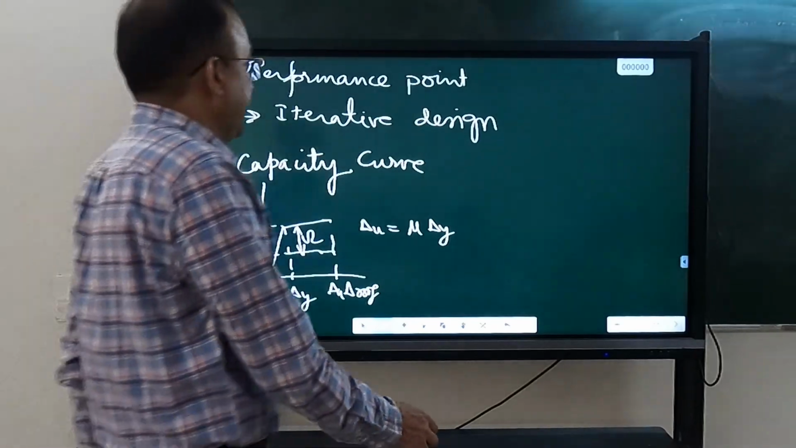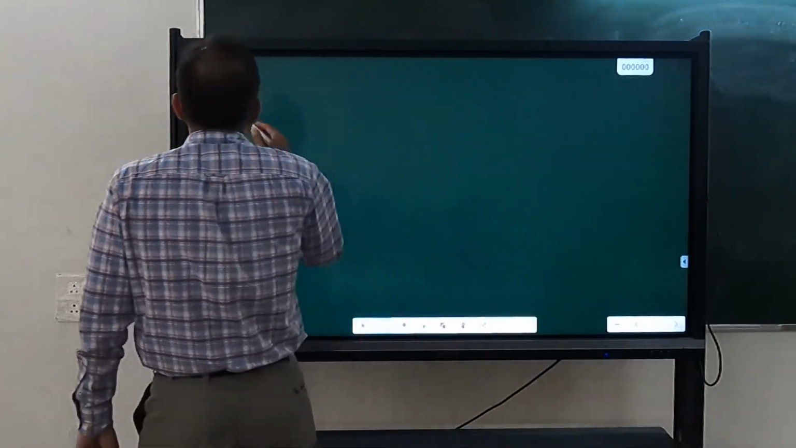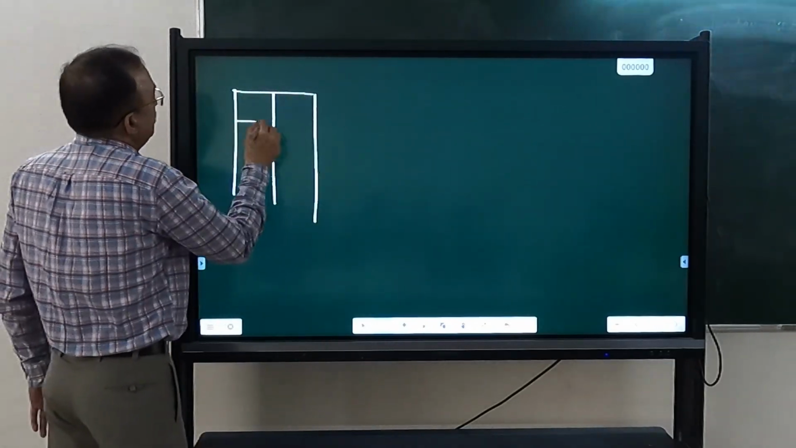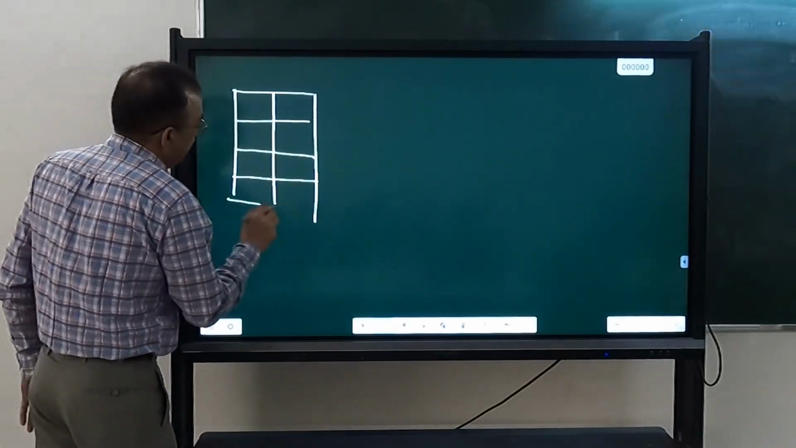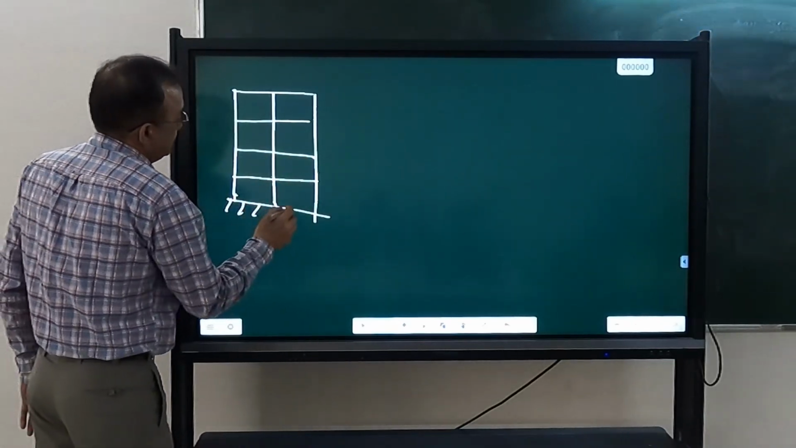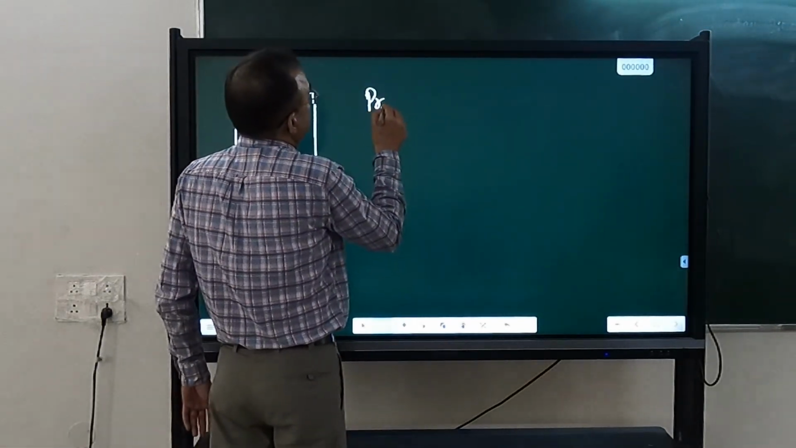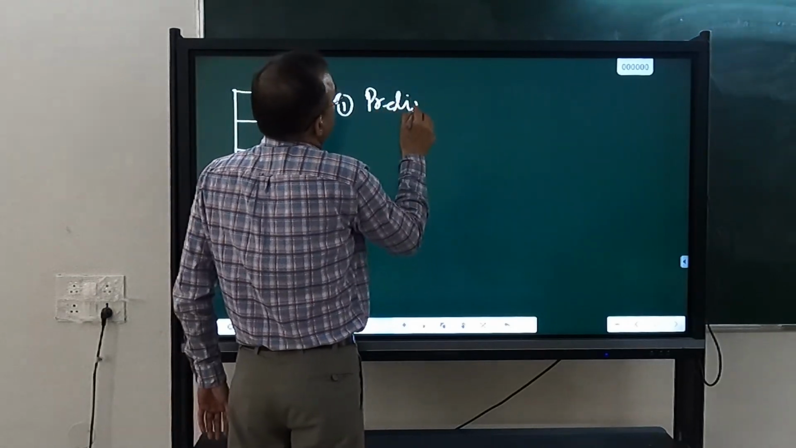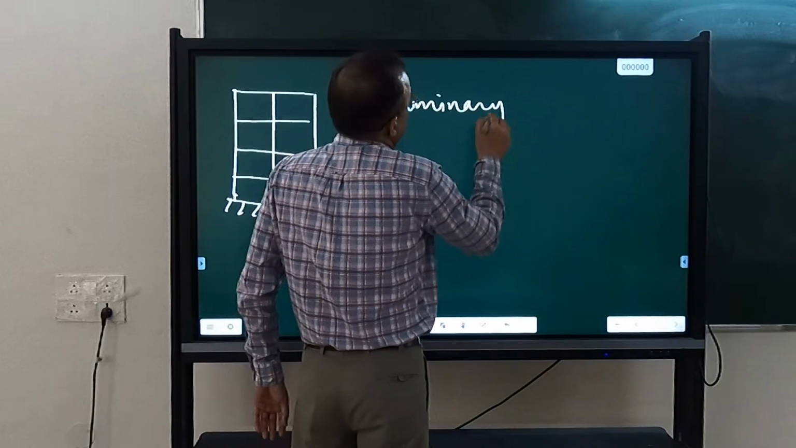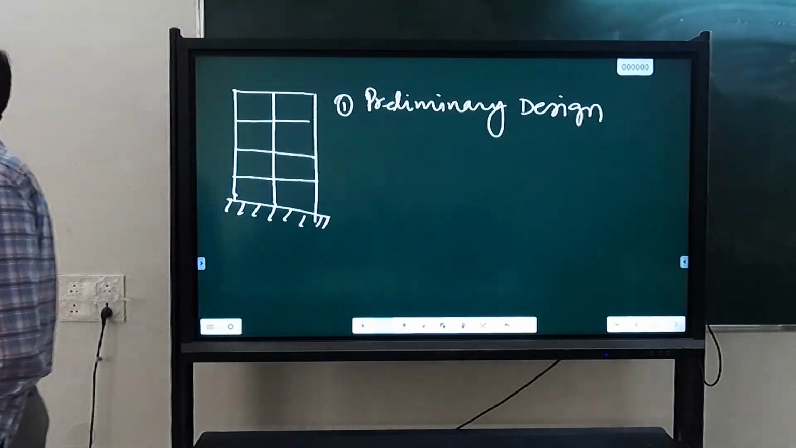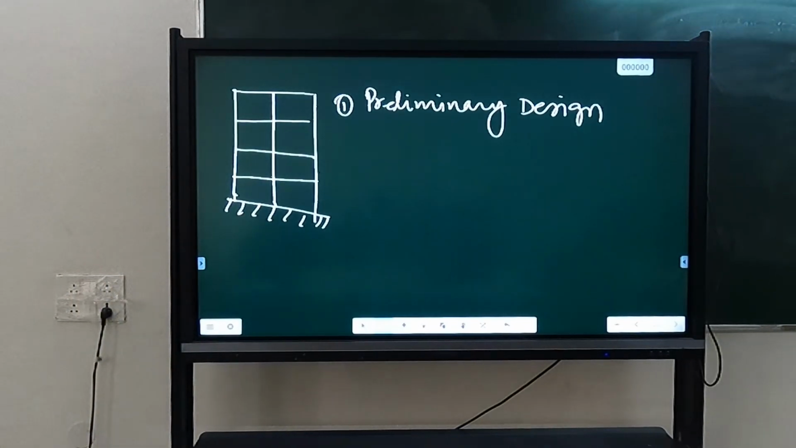So let me explain again. For performance based design, you have to first do some preliminary design. So first preliminary design is required. Step 1 is preliminary design. This preliminary design is necessary. Without this, you can't perform performance-based design. Okay, so how to do this preliminary design?